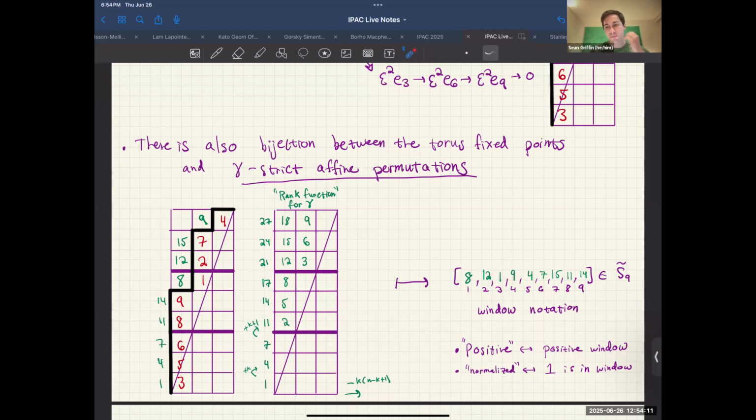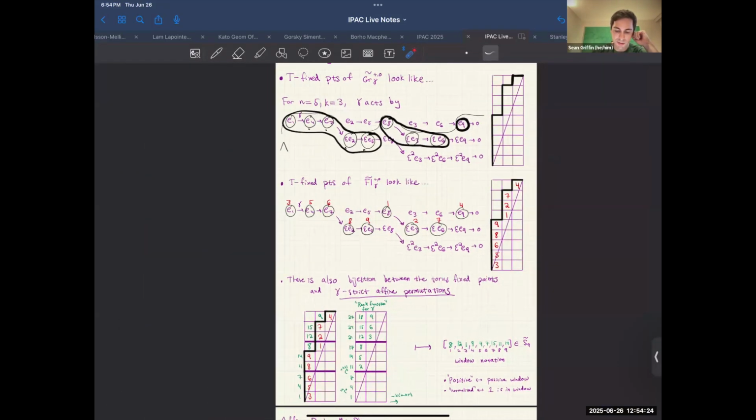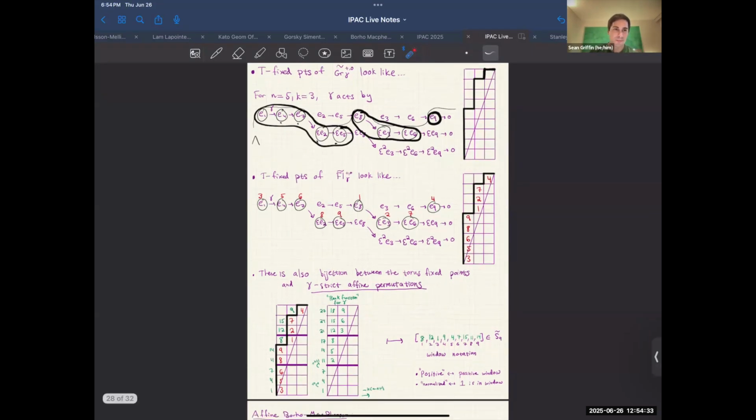And you can write down exactly which affine permutations you get when you do this bijection. Any questions on these diagrams? Okay.